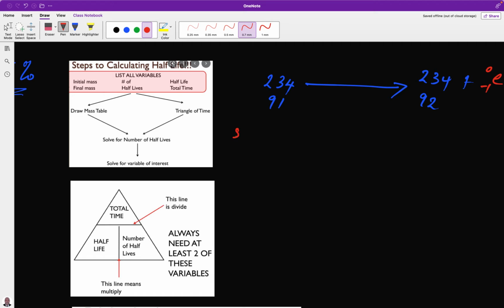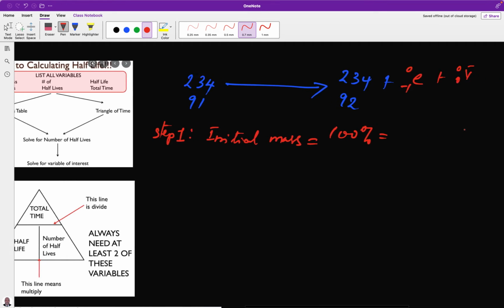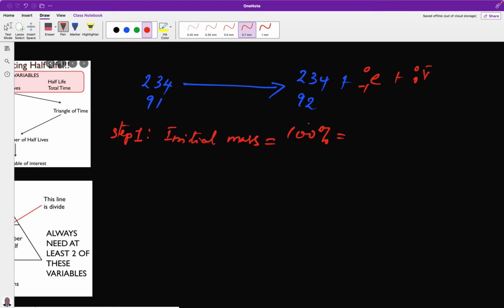Step 1, initial mass. The initial mass was 100%. The initial mass was 100%, which was what? The initial mass was 100%, which was 234 gram. We were 234 gram. Step number 2, that's how you have to put it. Step 2, in step 2, the number of half-lives.